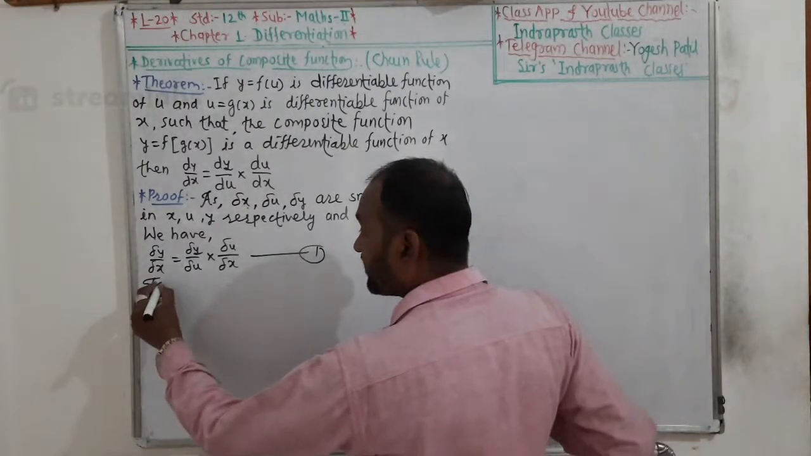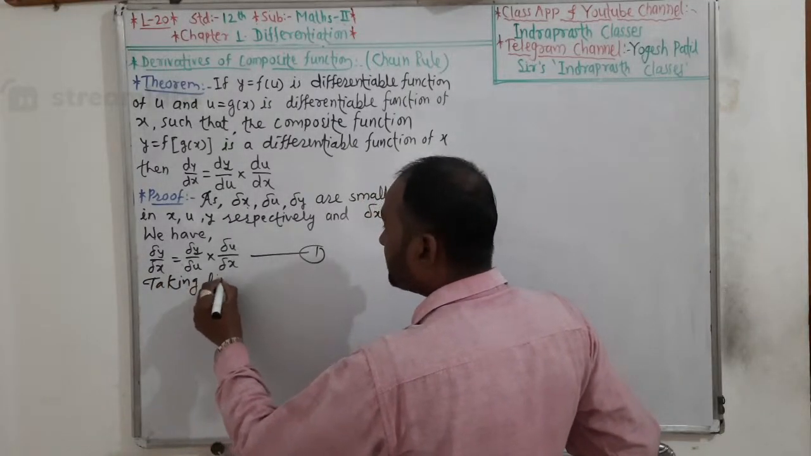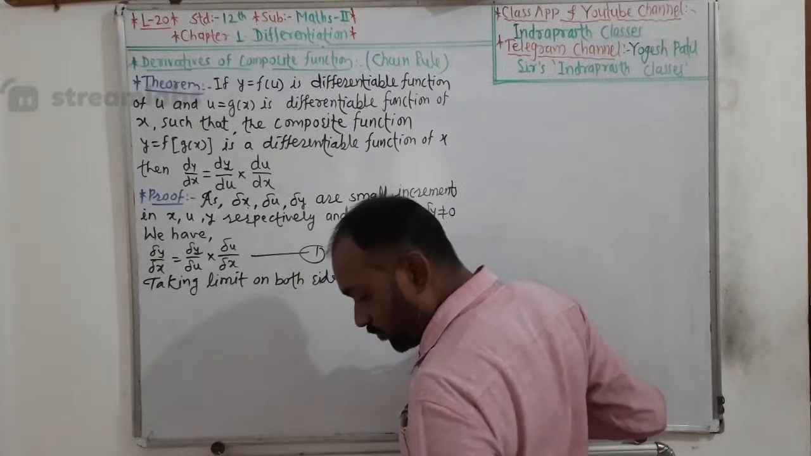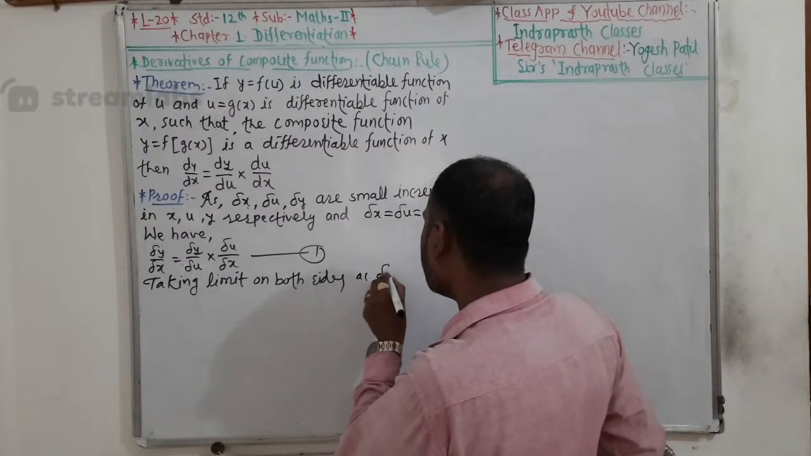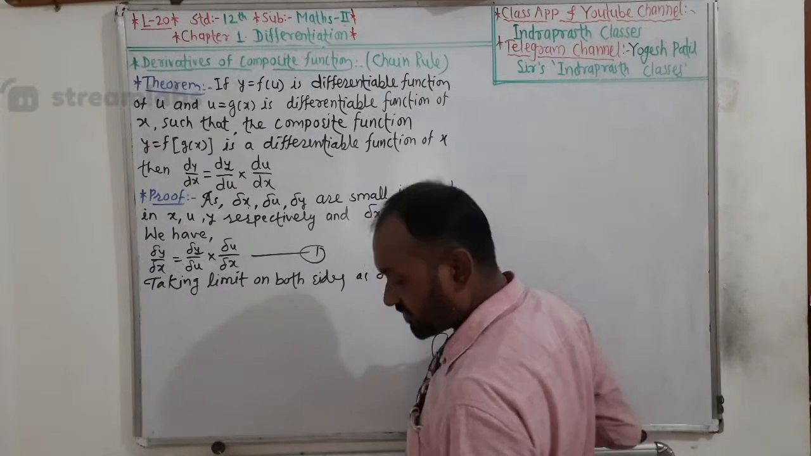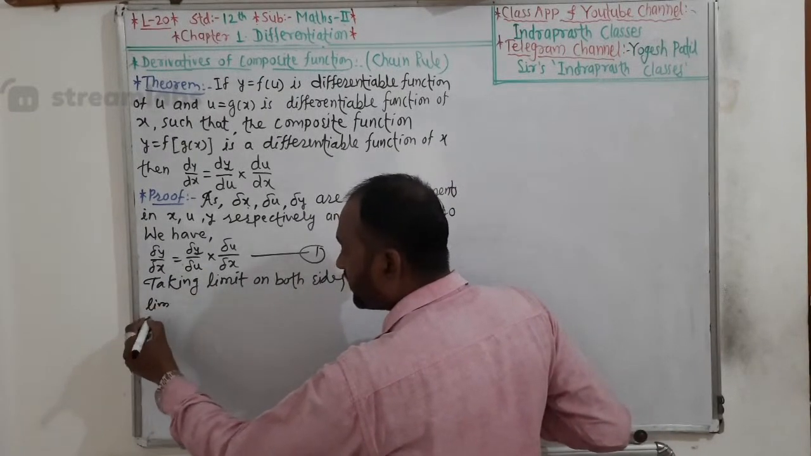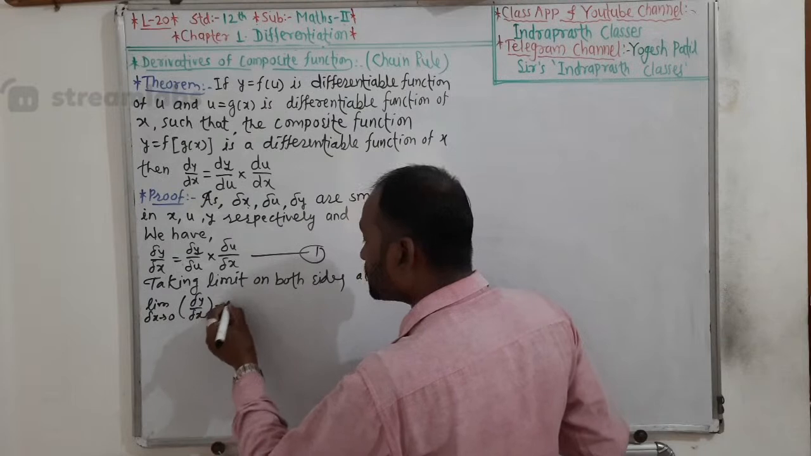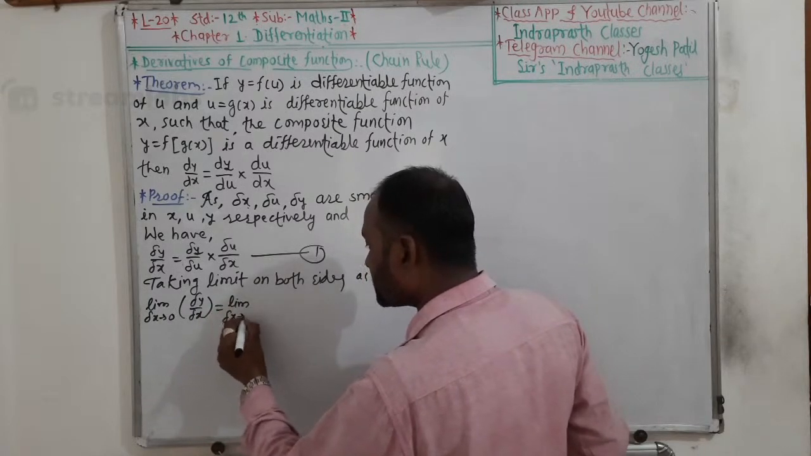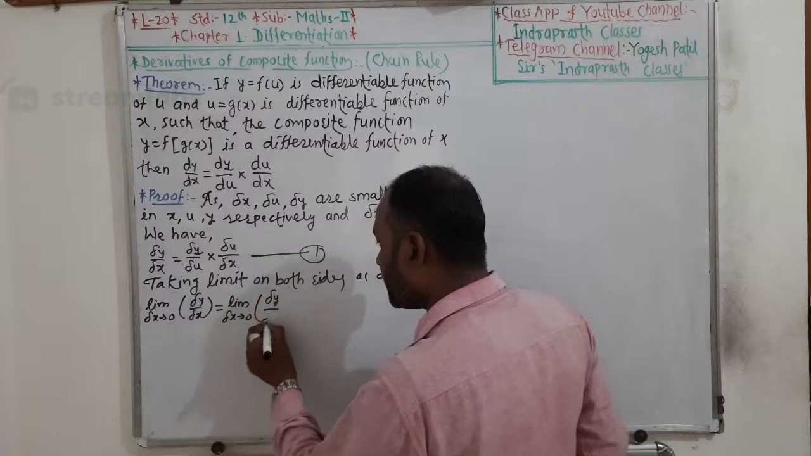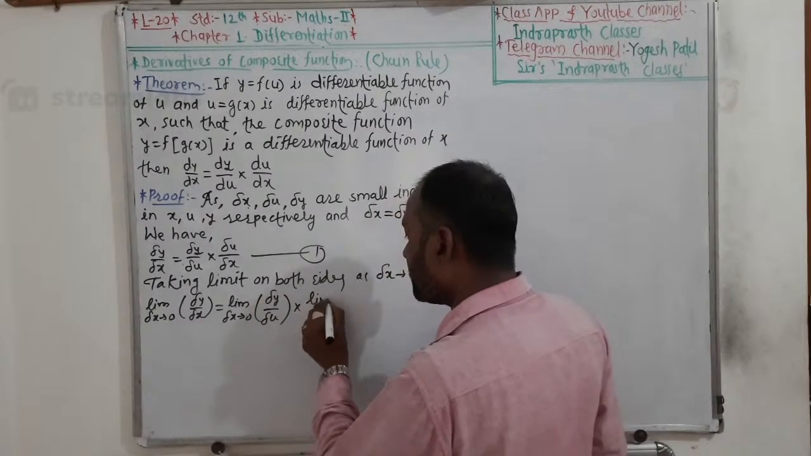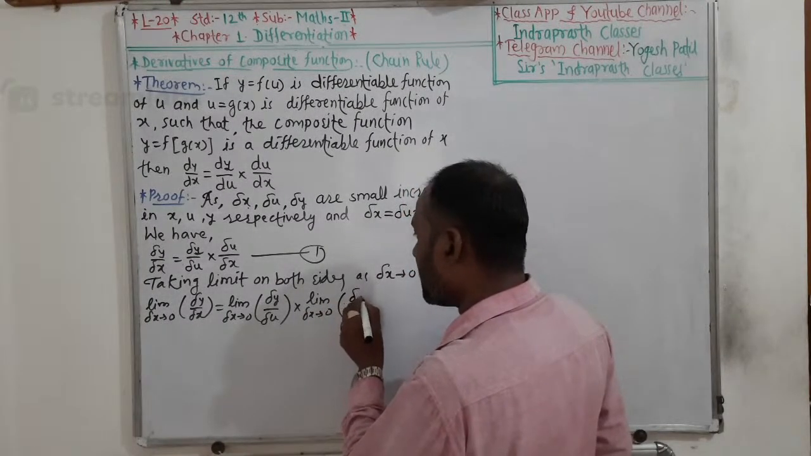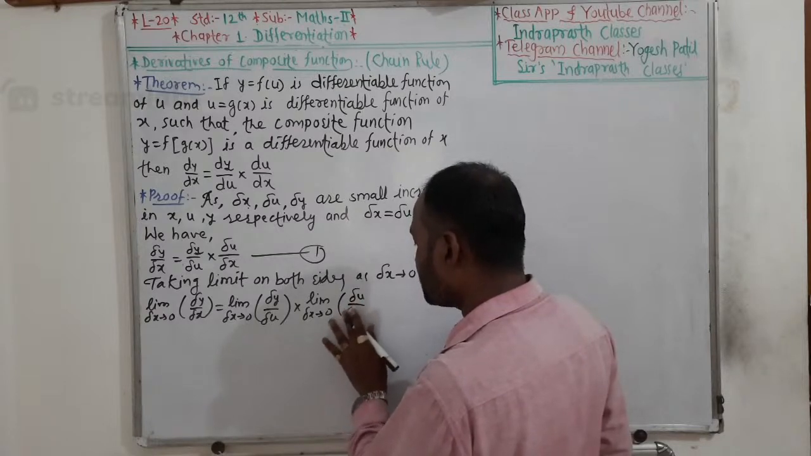Now, taking limits on both sides as delta x tends to 0. Limit delta x tends to 0 of delta y by delta x is equal to limit delta x tends to 0 of delta y by delta u multiplied by limit delta x tends to 0 of delta u by delta x. Already we have to separate it. It's very easy.